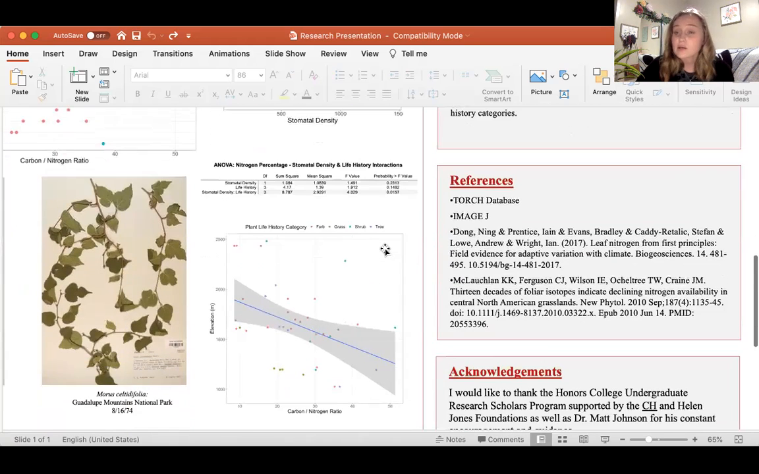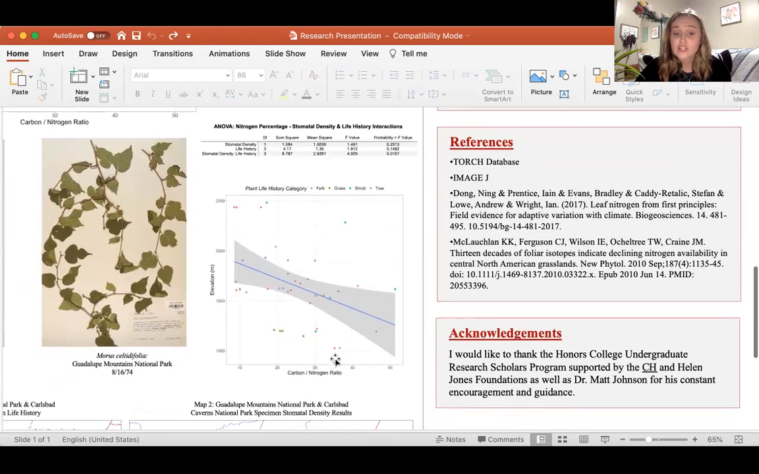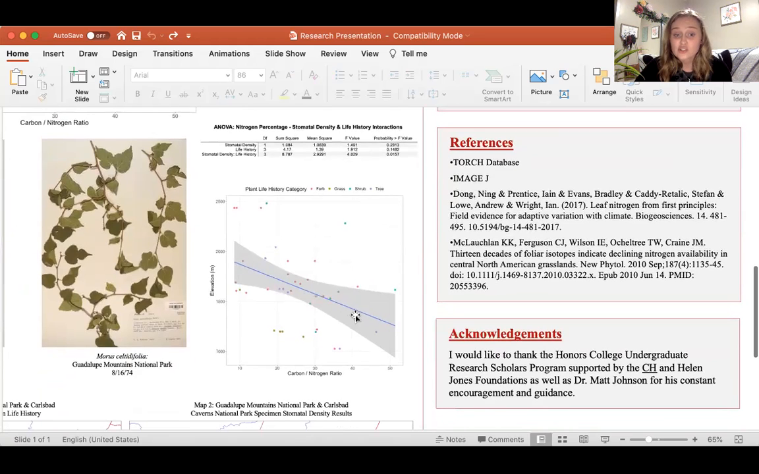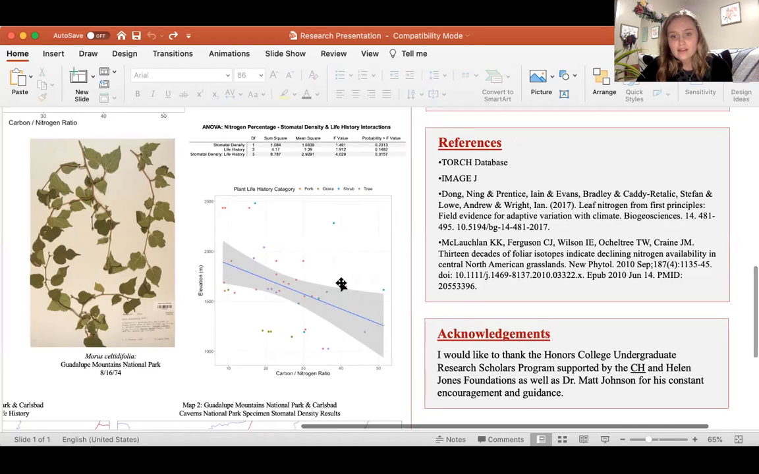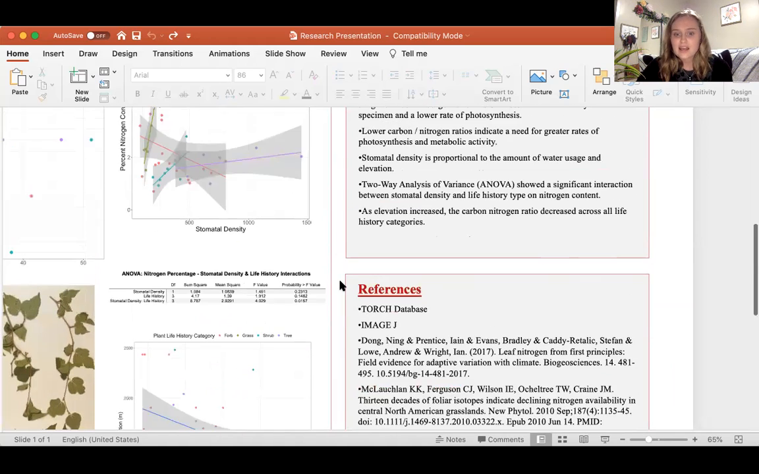Moving on to where we can compare elevation with the carbon-nitrogen ratio, we will see that there is a trend to where the higher the elevation, the lower the carbon-nitrogen ratio is. That is because plants at a higher elevation are needing to use more energy, and because they are closer to the sun, they are losing water. However, whenever we move down in elevation, we will see that plants are conserving their carbon and nitrogen more than those who are not.